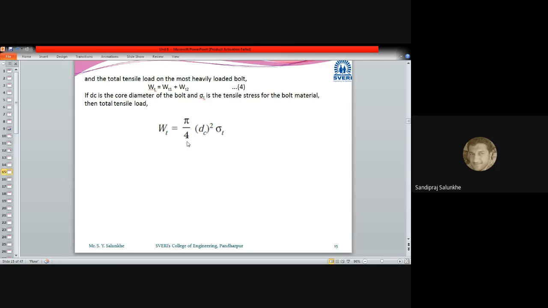And we know that tensile load is equal to tensile stress multiplied by cross sectional area. So tensile stress multiplied by cross sectional area is equal to tensile load. So this WT tensile load we have to take here and we can calculate the core diameter. Is there any question? Any question?